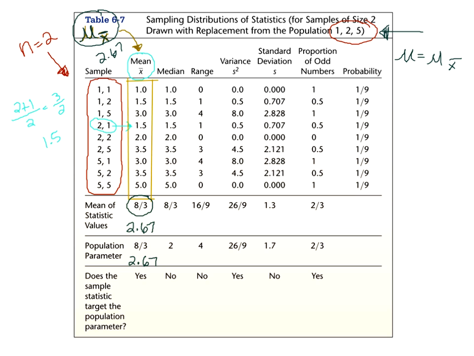So the mean that we found by adding up all of the sample means was 2.67. It just happens that that is the same number you get when you find the mean of your population. So mu is the mean of my population. Mu with an x bar next to it, that's the mean of my sample means, the mean from all of your sample means. And they happen to be the same thing.